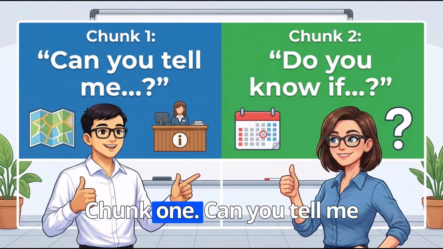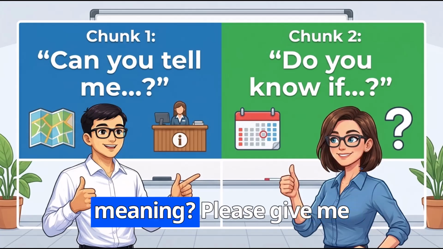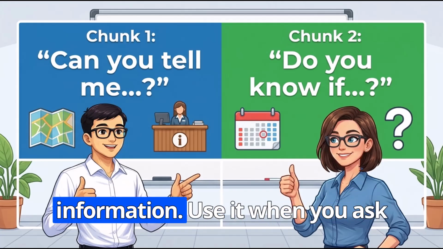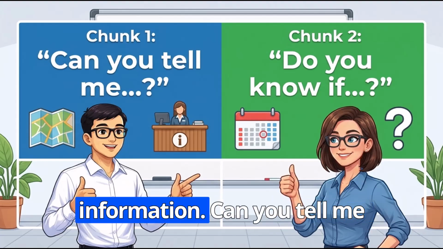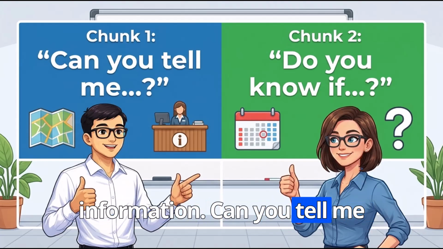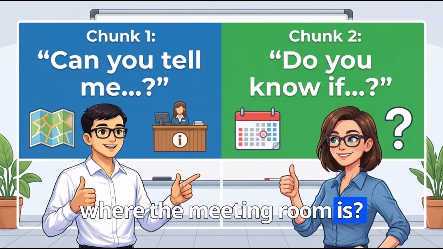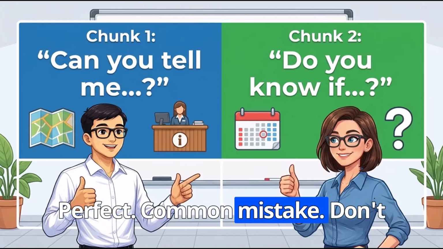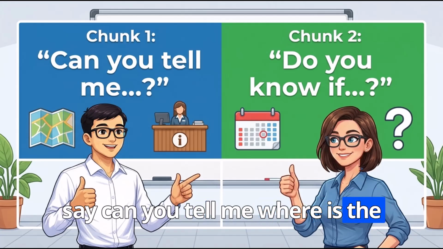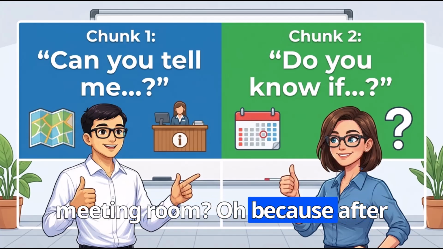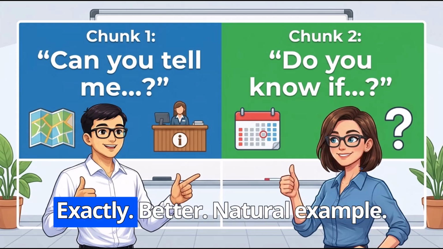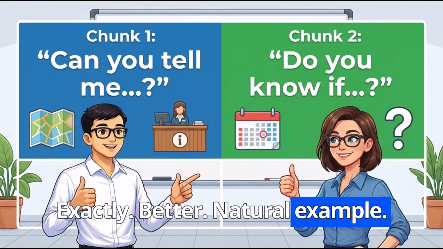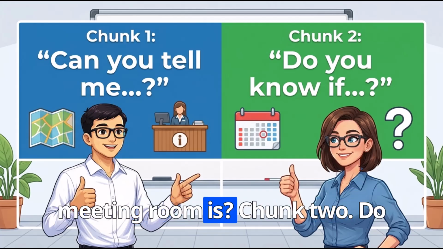Chunk 1, can you tell me? Meaning, please give me information. Use it when you ask for details, directions, time, or information. Can you tell me where the meeting room is? Perfect. Common mistake, don't say, can you tell me where is the meeting room? Oh, because after can you tell me, I should say where the meeting room is. Exactly. Better, natural example, can you tell me where the meeting room is?